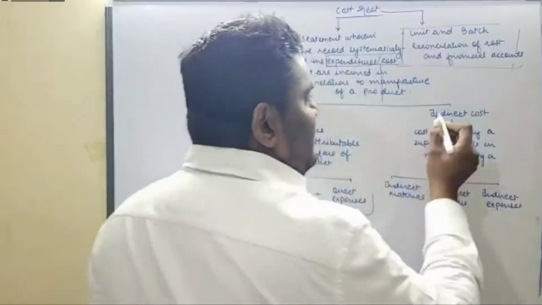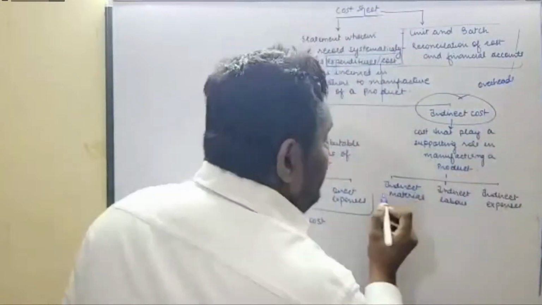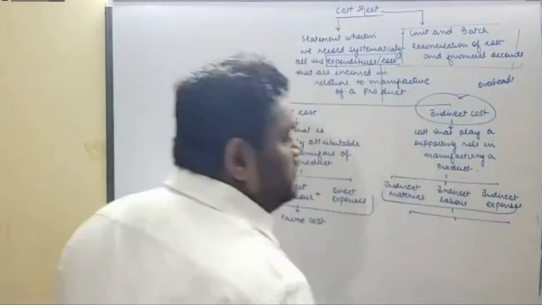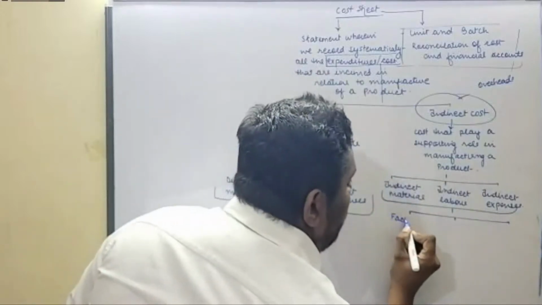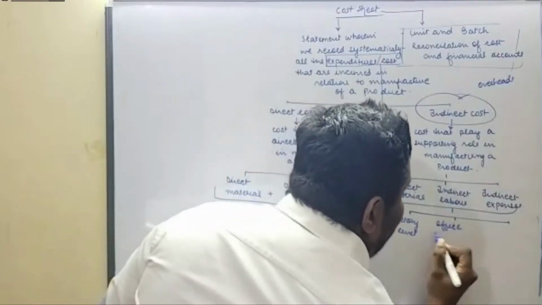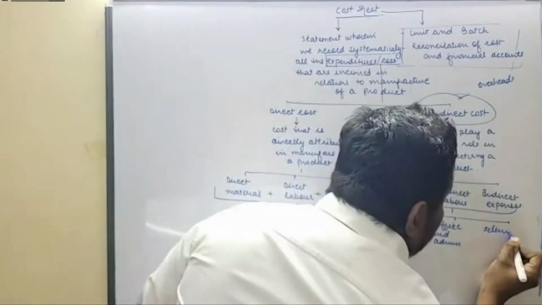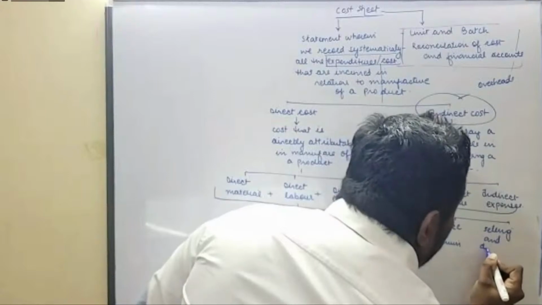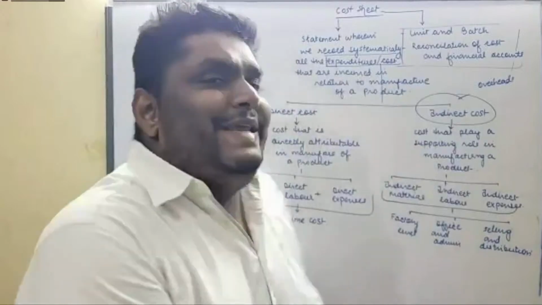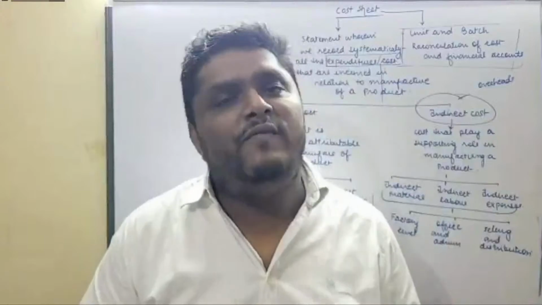When talking about these indirect costs, we can call it as overhead also. These overheads are further incurred at three levels. I have already discussed this part in overheads also. That is factory level, office and administration level, and selling and distribution level. So all these overheads will be systematically arranged according to their nature in this statement of cost, that is cost sheet.